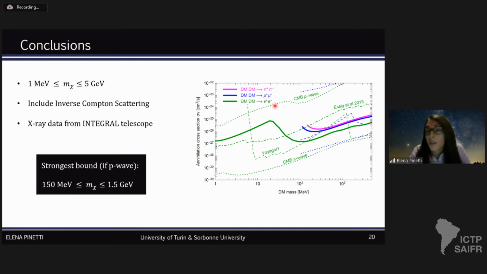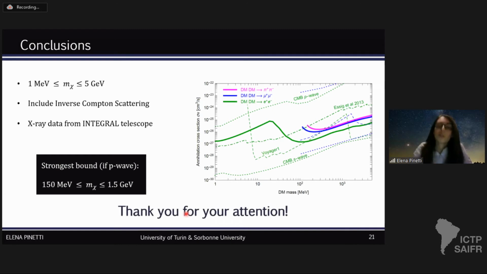We consider three channels, electron, muon, and pion, and if dark matter annihilation is a P-wave, we derive the strongest bounds in the literature at present time for dark matter masses between 150 MeV and 1.5 GeV. And with this, I conclude, and I thank all of you for your attention.